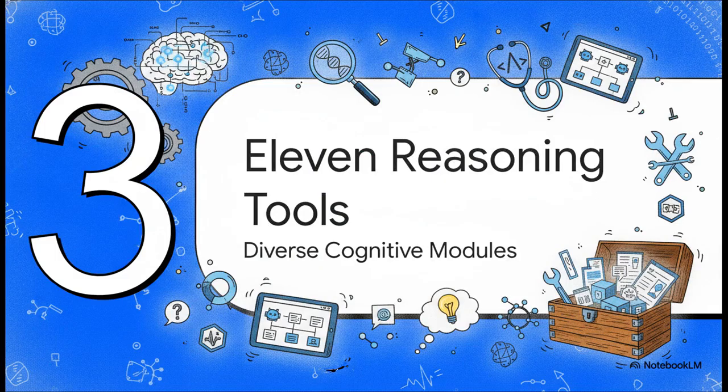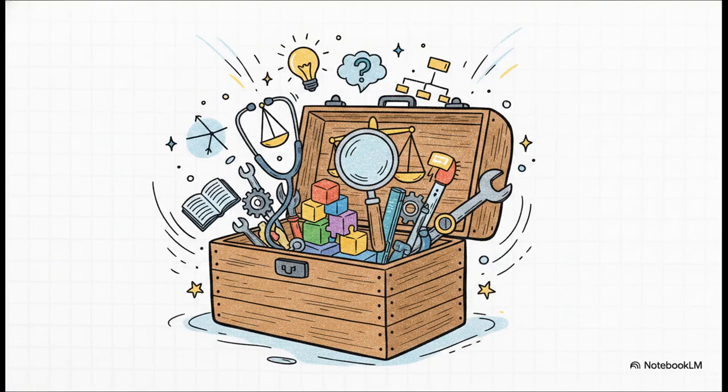Let's open up the toolkit itself. Section 3, the 11 reasoning tools. So what's actually inside? The hub gives you a suite of 11 distinct tools, grouped by what they do.